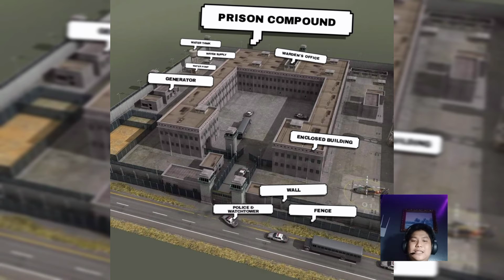And in this cell city analogy, it is represented by the enclosed building. As we can see in the picture illustrated in this video, the fence is the outer layer, or the cell wall, and in the inner part of the prison there is an enclosed building, in which the nucleus, or the warden's office, is inside.